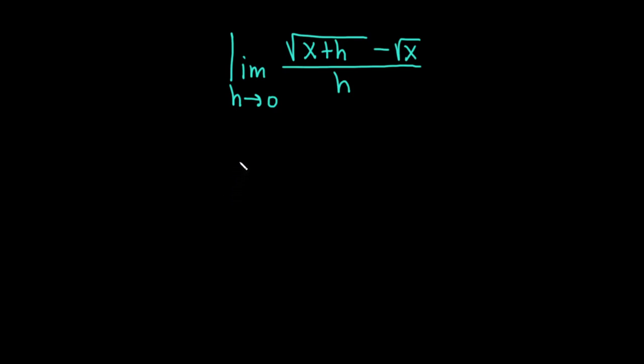Hello, in this video we're going to find the limit as h approaches 0 of the square root of x plus h minus the square root of x, all over h. Let's go ahead and work through this solution.